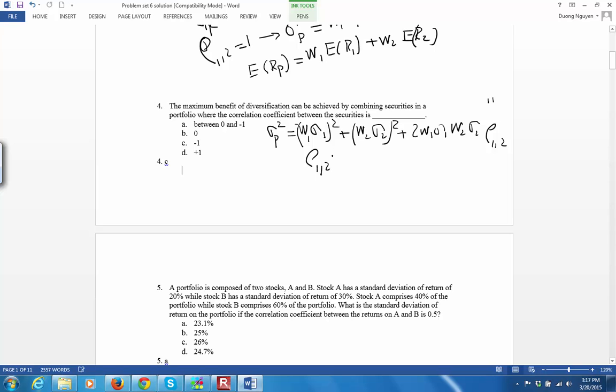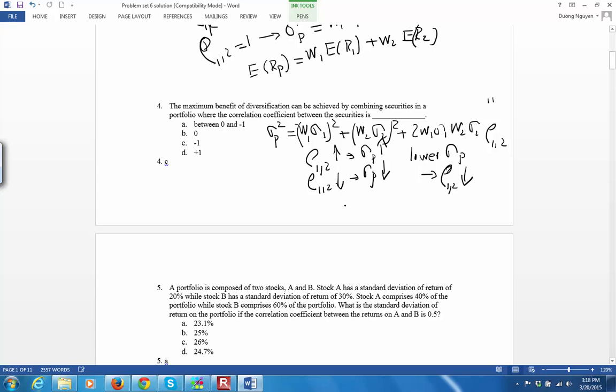Obviously, if you look at this formula, you can see that if the correlation between 1 and 2 is high, the standard deviation of the portfolio will be high. If the correlation between 1 and 2 is low, the standard deviation of the portfolio will be low. So if you want to lower the standard deviation of the portfolio, you want to choose a lower correlation.